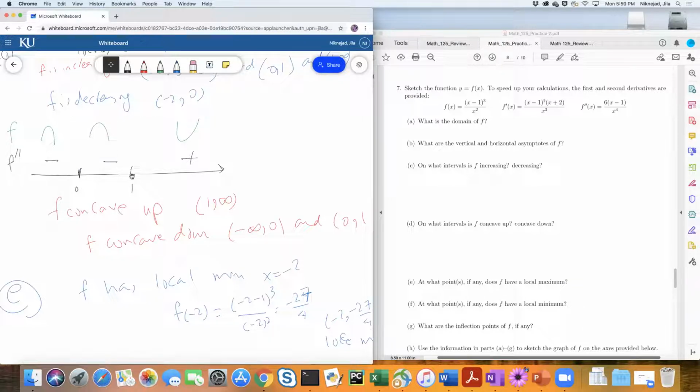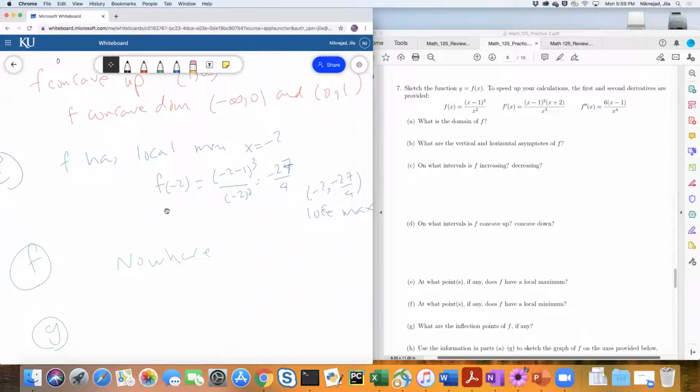Wait, I have one question. We're saying there's no local minimum, but it goes from negative to positive at 0. Yeah, but 0 isn't in the domain. Not in the domain. Okay, my bad, thank you. That's okay. But here, everybody sees that x equal to 1 is the inflection point. There is an inflection point at x equal to 1, and you can plug it in: the y value of the inflection point is just 0. So it's 1 and 0.